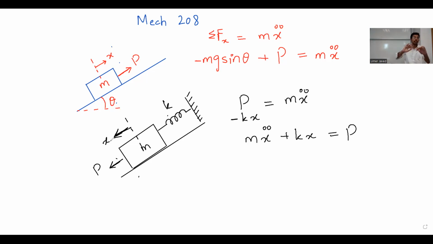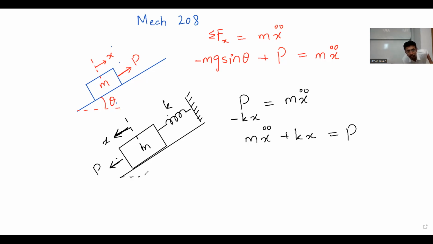Since I have already taken into account the static deflection, that's why the mg term doesn't pop up. The only reason the mg sine theta term is not popping up, if this is theta, is because that mg sine theta is responsible for initially deflecting that mass. For that matter, if you have a mass on top of a spring, that little sinking in that happens is because of static deflection.